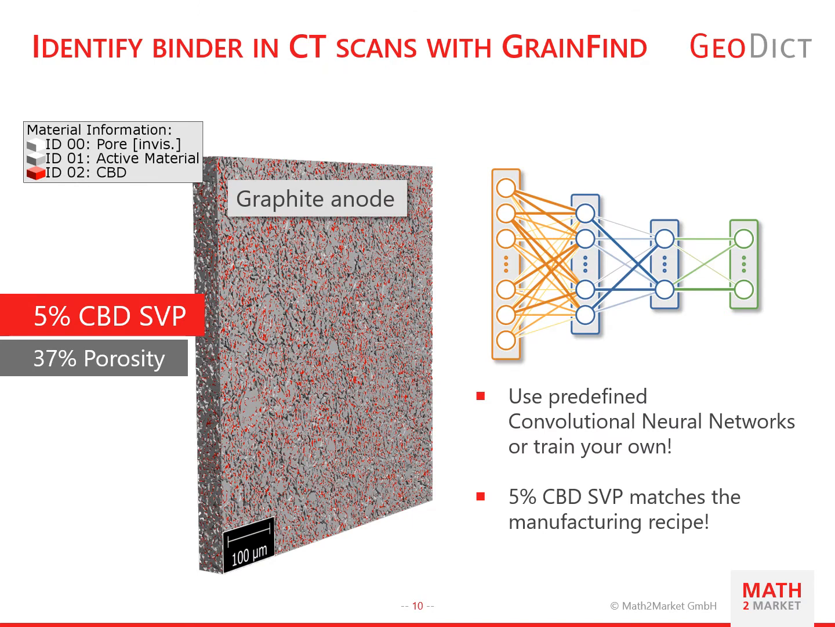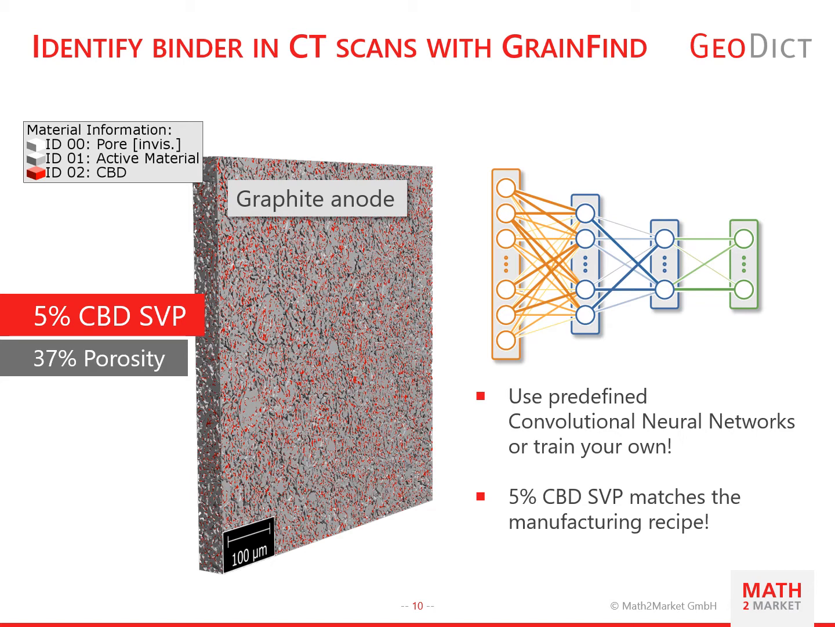How do you get there? Well, usually you start with an imported scan of the original material. Very often it is not possible to distinguish the gray values of the active material and of the binder or of the carbon black and binder phase. What can you do in those cases? Well, you can identify the binder using the automatic binder recognition done by AI in GeoDict. You can either use the neural networks that are already predefined in GeoDict, or if those do not match your structure, you can also train your own neural network.